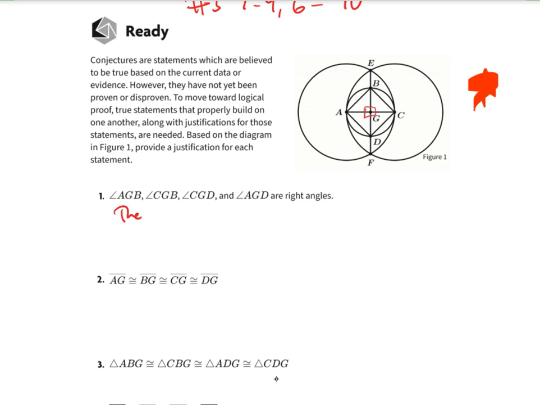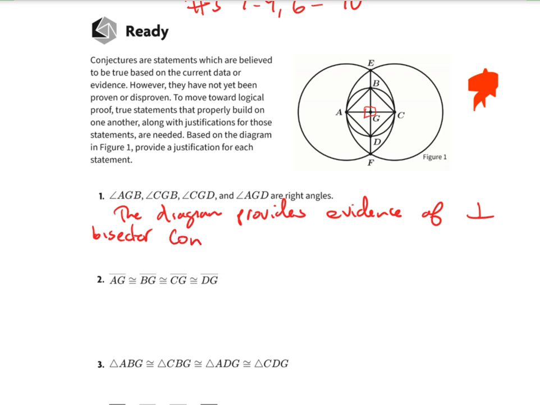So the diagram provides evidence of perpendicular bisector. Perpendicular meaning 90 degrees, bisector means chops it in half. So there's been a perpendicular bisector construction. So angles are right angles.